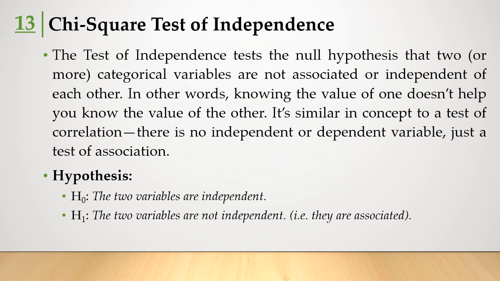We want to see whether a set of data follows a particular hypothesized value. But here we are looking at whether two variables are independent, and the alternative says they are not independent. If they are not independent, it means there is some kind of association between them. There is a relation between them. So that is the next test that we're going to look at.